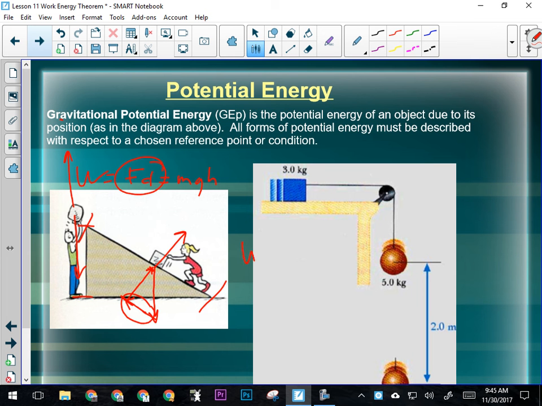In a case like that, you'd have work equals the change in potential energy. So you'd go m times g times hf, that would be the height on the fourth floor, minus m times g times hi, that would be the height on the second floor. You'd still calculate the work done there.